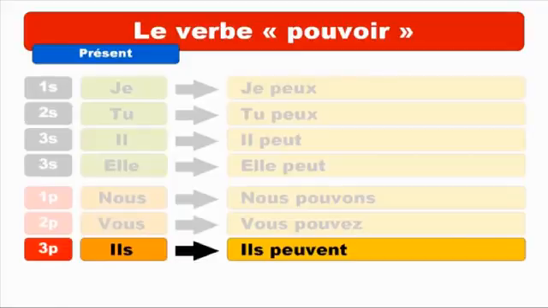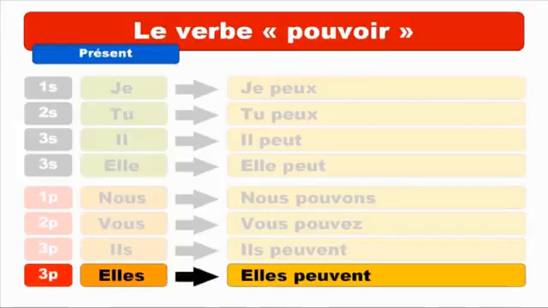Okay, for ils au pluriel, then you get ils peuvent. Repeat. Ils peuvent. So as usual you've got this ENT at the end, but then you don't pronounce it. You only pronounce ils peuvent. And last but not least, elles, which is the same form as for ils: elles peuvent. So the same rule, final ENT is not pronounced, so you get elles peuvent.